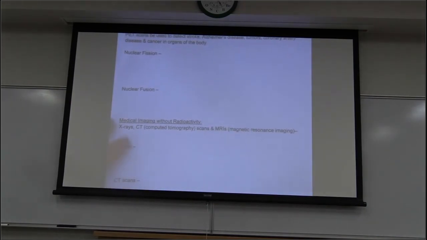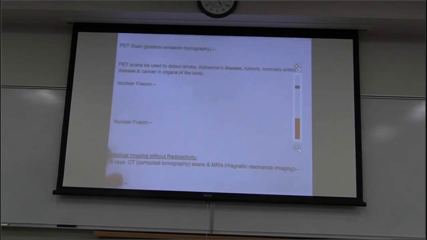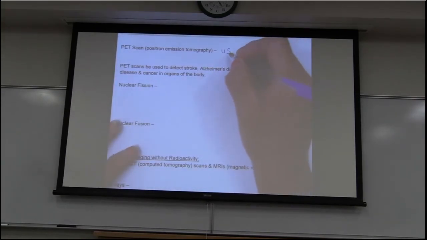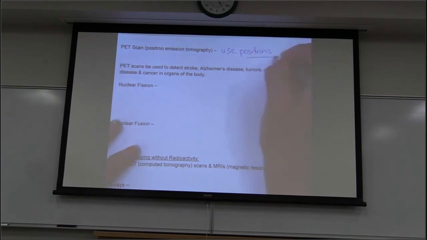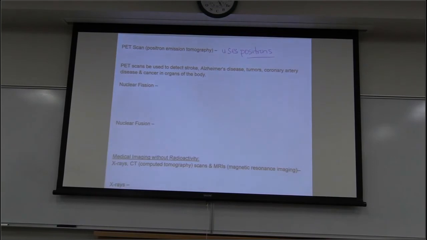We mentioned PET scans, so let's look at PET scans and some other imaging techniques that are not nuclear radiation. A PET scan is positron emission tomography. And I'm not going to expect you to know all the details, so I'm just going to simply say it uses positrons. It uses other things as well, but I'm going to keep it simple.